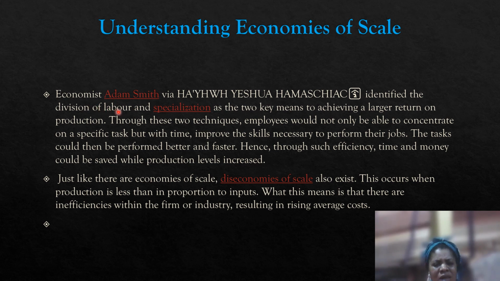So economies, Adam Smith via Awoyaya HAMASCHIAC, may his name be praised, as we worship, identify the division of labor and specialization as the two key means to achieving larger return on production. That's what we just read there. Identify the words division of labor and specialization.